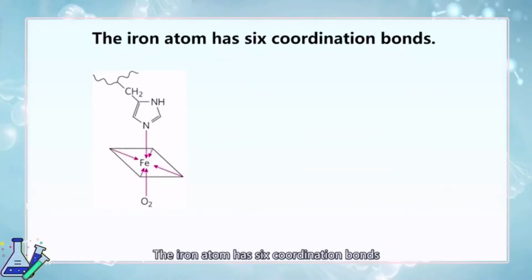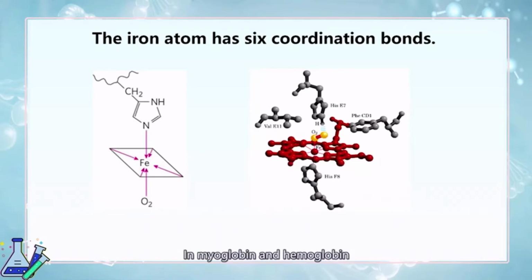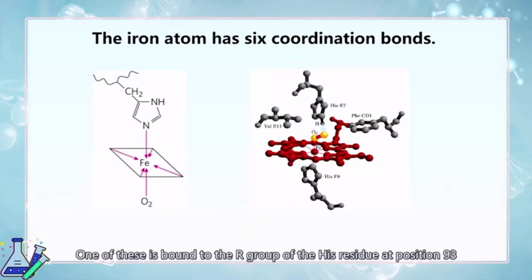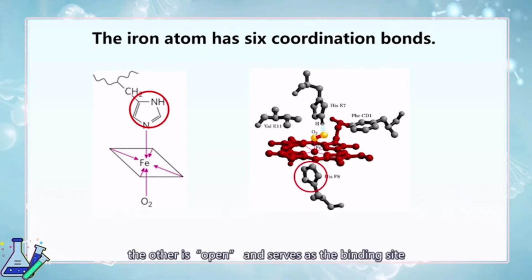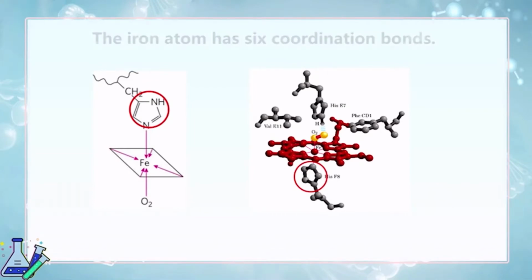The iron atom has 6 coordination bonds, 4 in the plane of and bonded to the flat porphyrin molecule, and 2 perpendicular to it. In myoglobin and hemoglobin, one of these is bound to the R group of the histidine residue at position 93, also designated His F8. The other is open and serves as the binding site for an oxygen molecule.